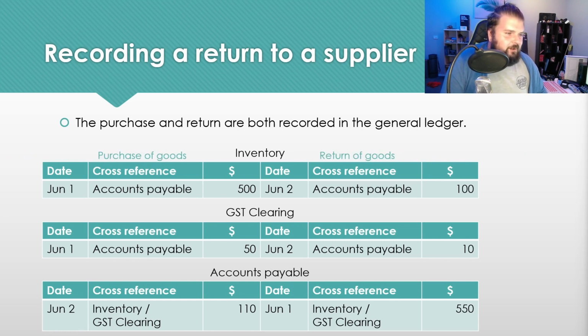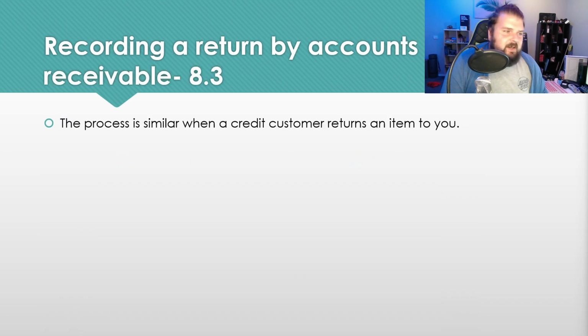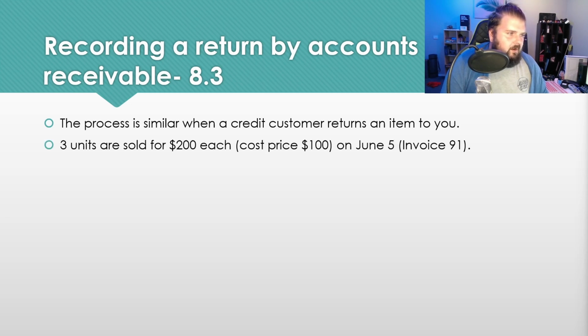So this is what happens when we return things to a supplier. We've got our purchase of goods and our return of goods. Now, it might be that we need to record a return by an accounts receivable. So in this case, it's pretty similar in that we're looking at some faulty goods, but there's a little bit more to do. So let's consider that 3 units are sold for $200 each. They have a cost price for us of $100. And this is on June 5th, invoice 91.